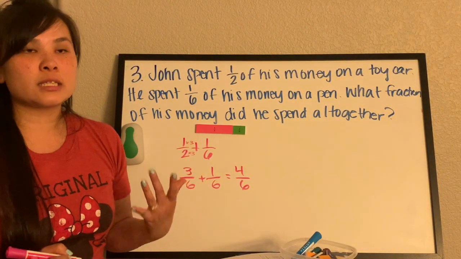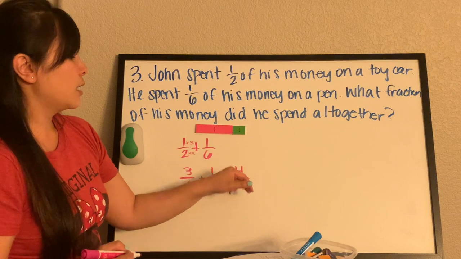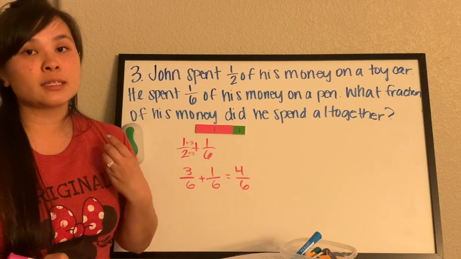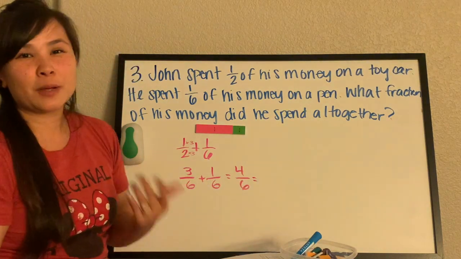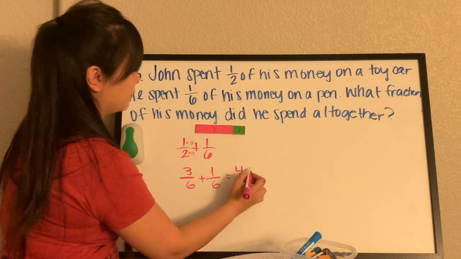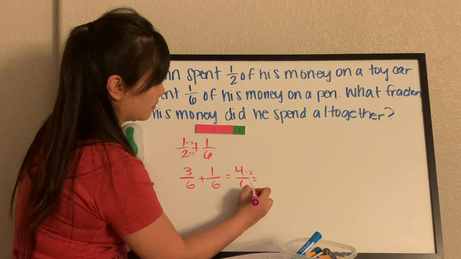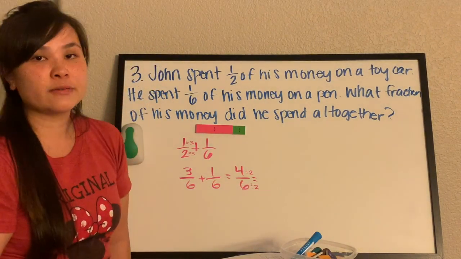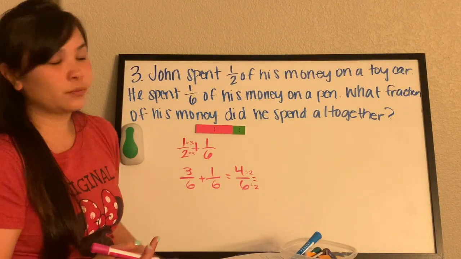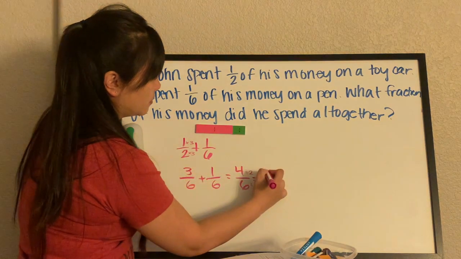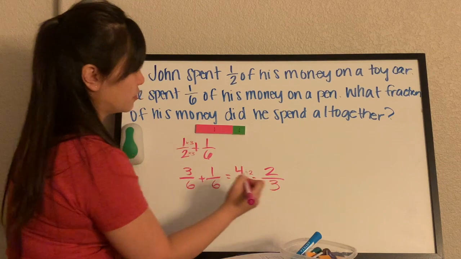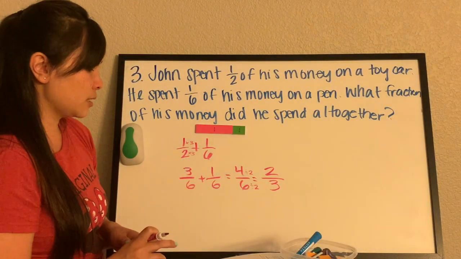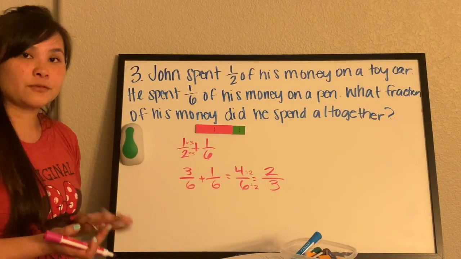4/6, both are even numbers, which means that you can most likely simplify it, right? I'm going to divide it by 2 and see what I get, right? Because we know that since it's an even number, you can always divide it by 2. 4 divided by 2 is 2. 6 divided by 2 is 3. So 2/3. So that will be the final answer.